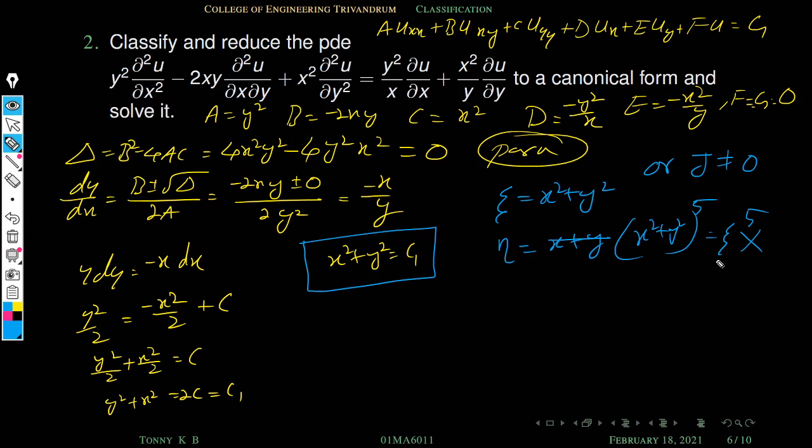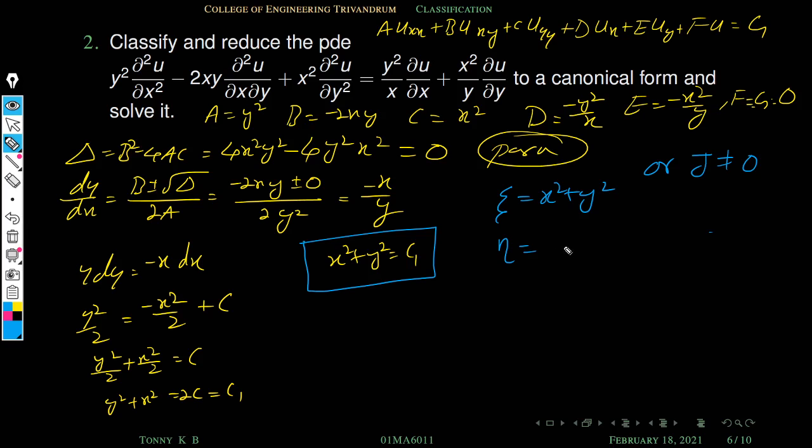That is possible. Okay, so in the extreme case, we have to choose eta that is not a function of psi. You can choose any function such that its Jacobian is not equal to 0. Theoretically, its Jacobian is not equal to 0, that's all. That means eta is not a function of psi, and it should not come as a scalar multiple either.